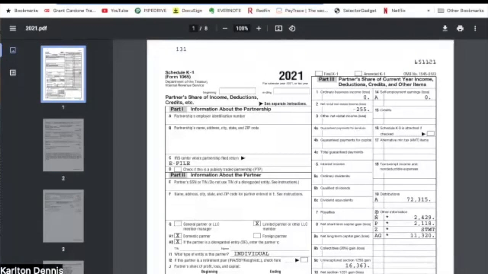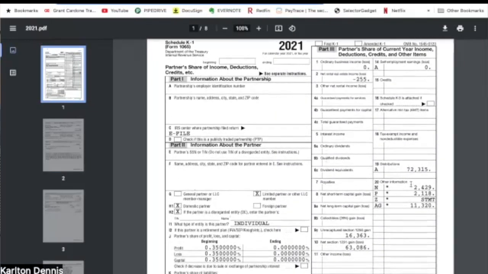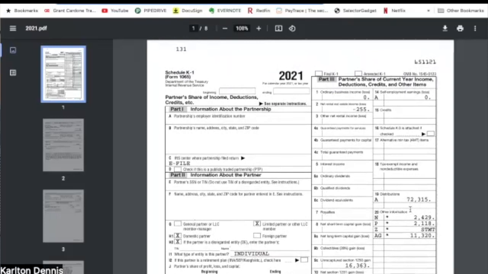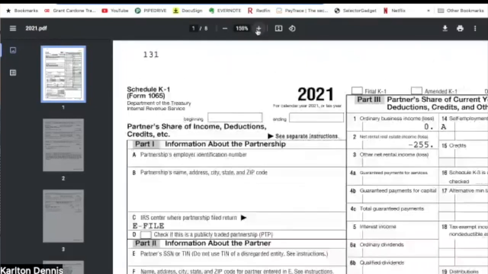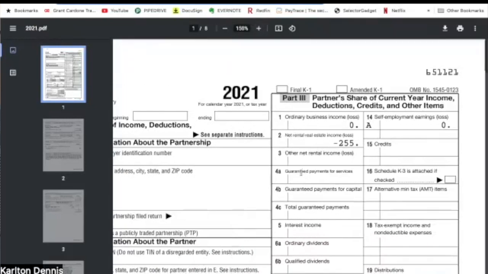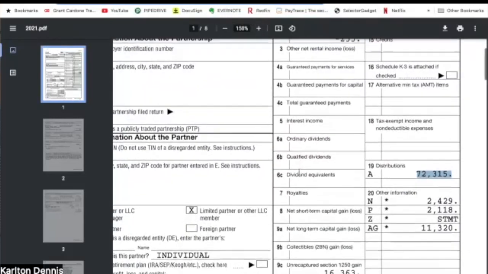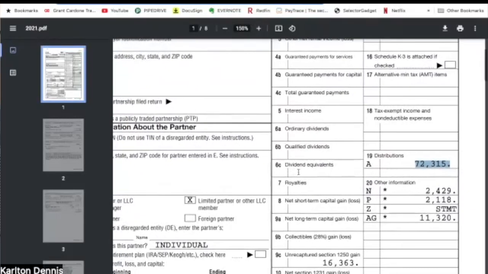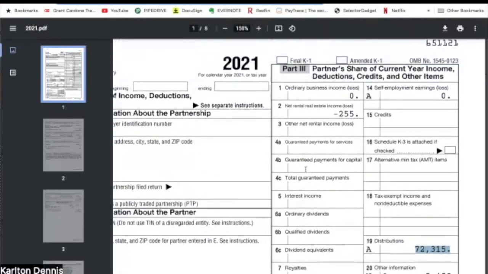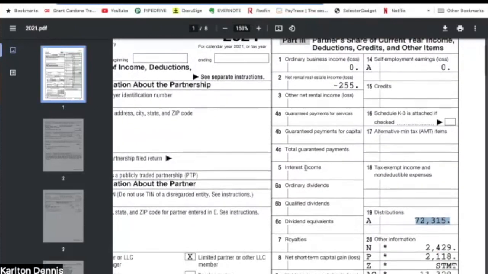Now, here is 2021. Look at the changes that occurred in 2021. We're now seeing a distribution of 72,315. My question to Travis would be, did anything change in this year of 2021? Maybe there were renovations that led to more cash flow, or an amenity was added, or maybe there was some type of liquidation event or a property was sold and he's receiving a bigger distribution. So let's ask Travis what happened in 2021.